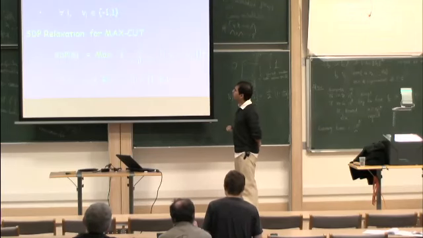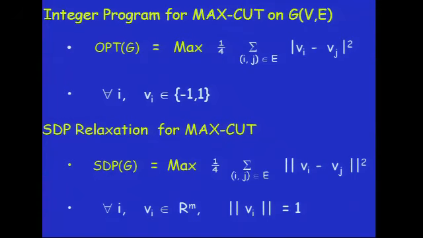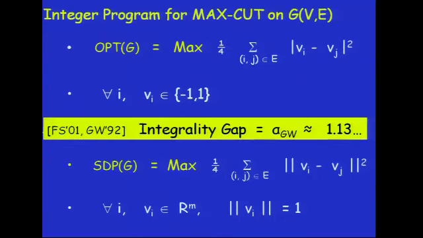Okay. But since it's a relaxation, this value will typically be larger than the true optimum. Right? And if you recall, the integrality gap is the maximum ratio between the two. And for this problem, it's known. These are results of Goemans-Williamson and Feige and Schechtman, that the integrality gap is exactly this constant alpha_GW that appeared before. It's about 1.13.